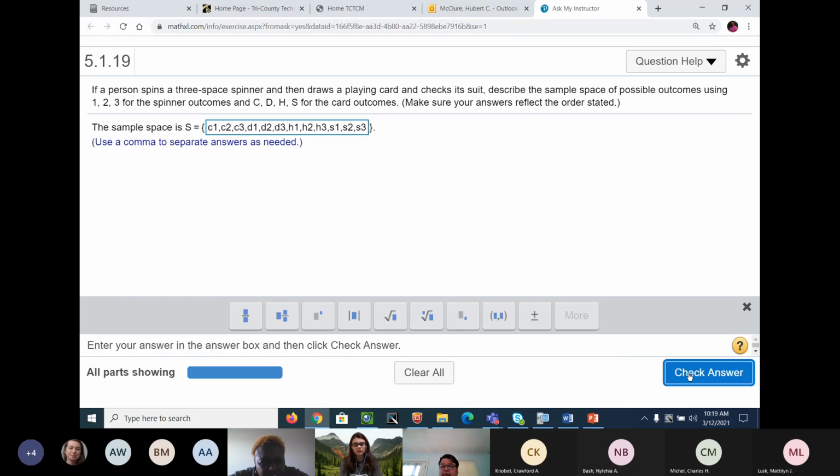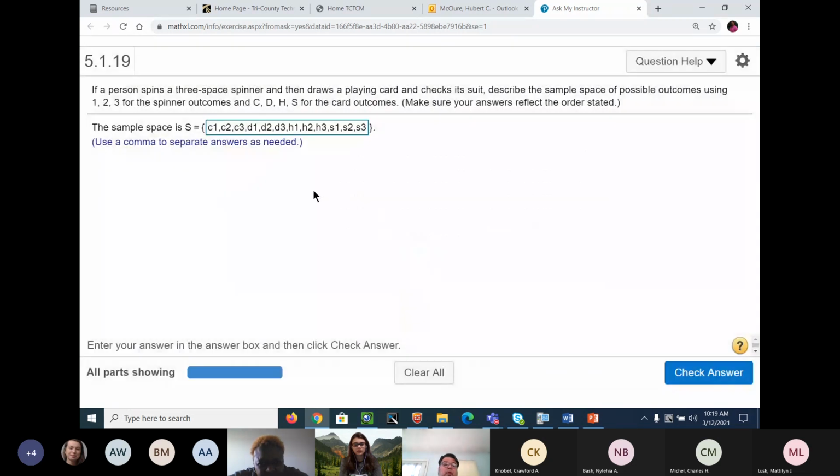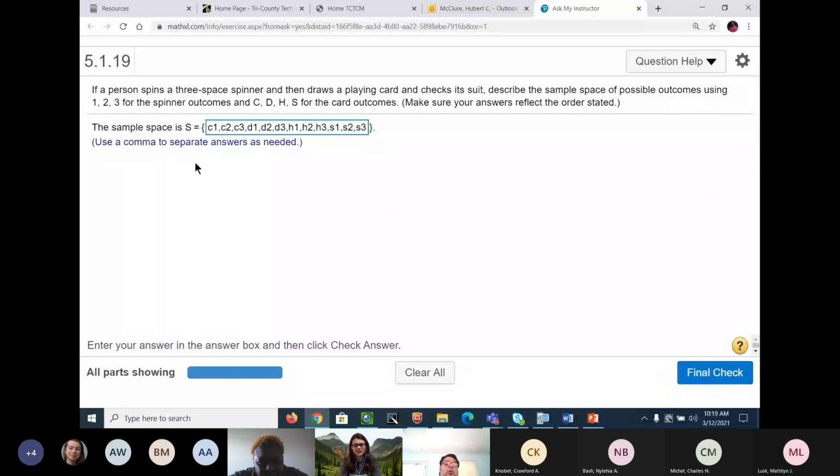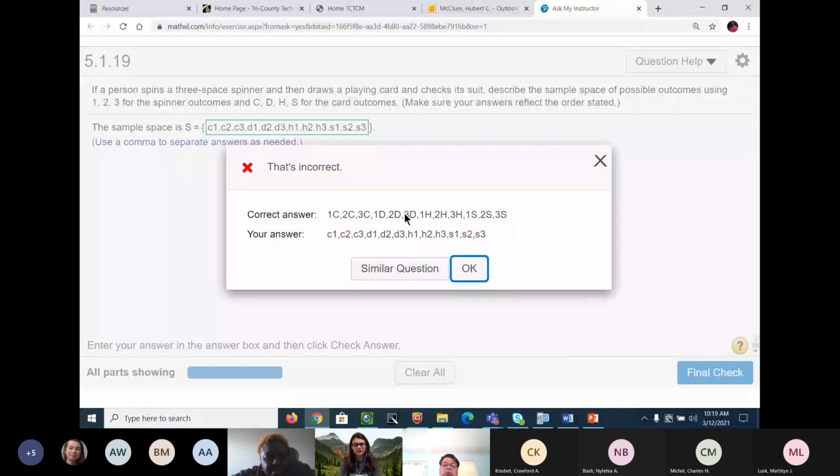All right? The answer? That should be the answers. Let's see. Are you going to check it? Yeah. That's the answers. Does it matter whether I put C1 or 1C? No. Doesn't matter. Same thing. I think the reason it didn't like my answer was because I put lowercase c's, and in math, that's a no-no. I admit that.